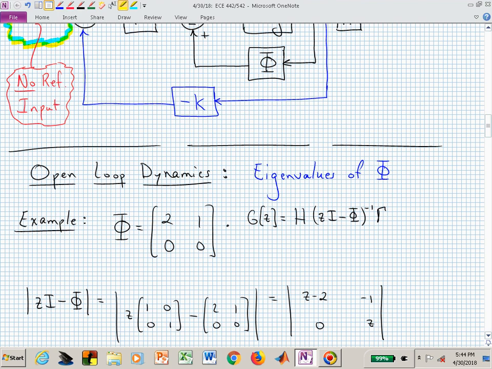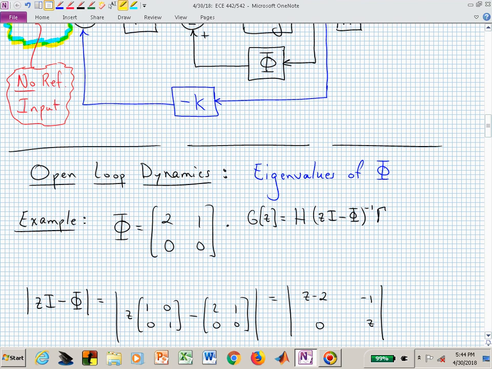There's a determinant involved, and where is the determinant? It's in the denominator of that inverse matrix. And G(z) is a rational expression. And that denominator equation, that determinant equation, is in the denominator, because the determinant of zI minus phi is in the denominator of this operation of an inverse of that matrix.